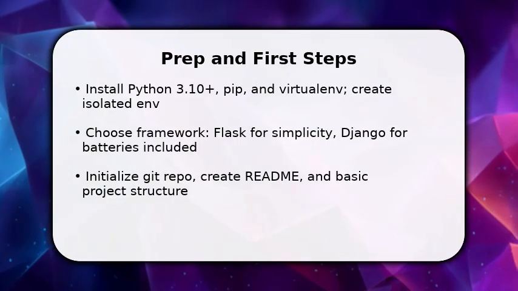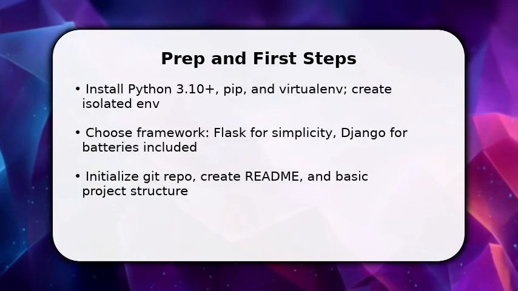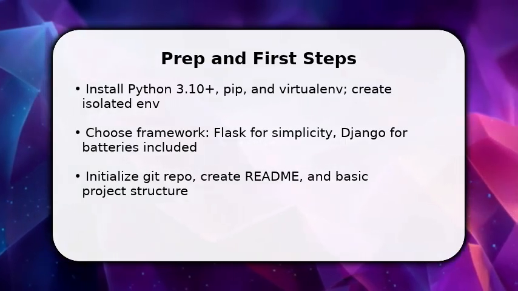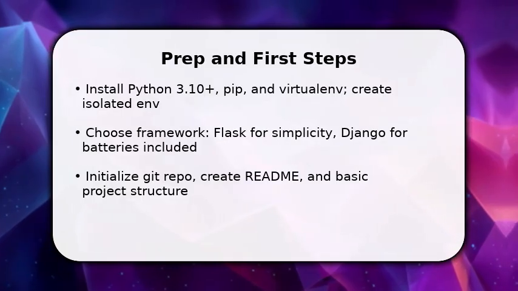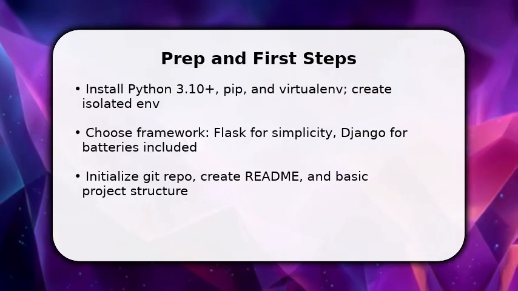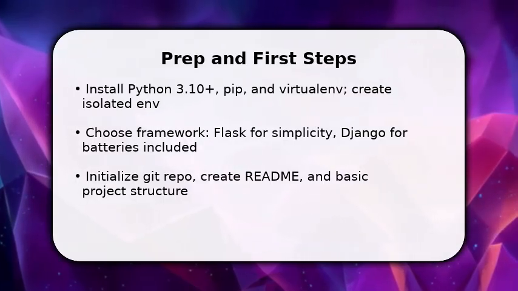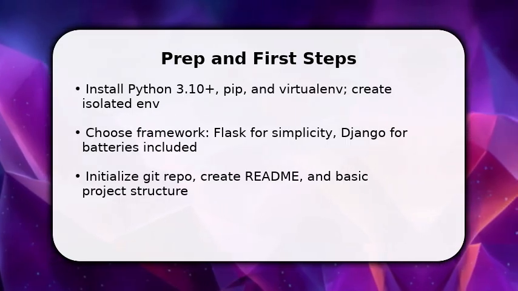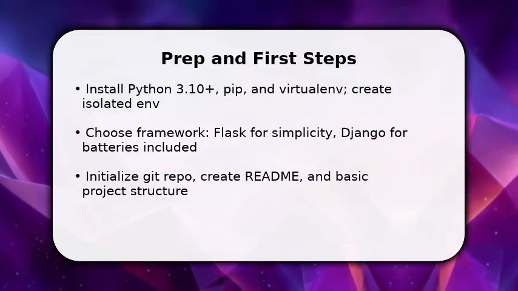You start by creating a safe workspace. Make a virtualenv and activate it so dependencies stay local. Install Flask or Django. Pick Flask when you want minimalism, Django when you want built-in auth and admin. Once done, initialize Git and scaffold folders like app/, templates/, static/.